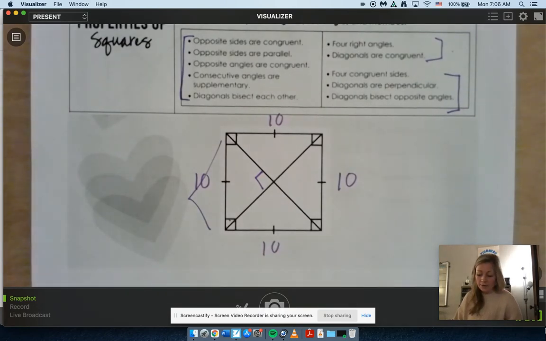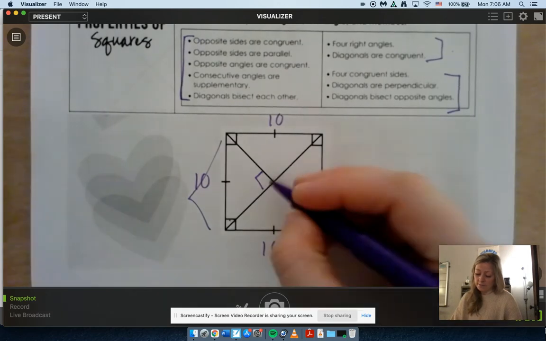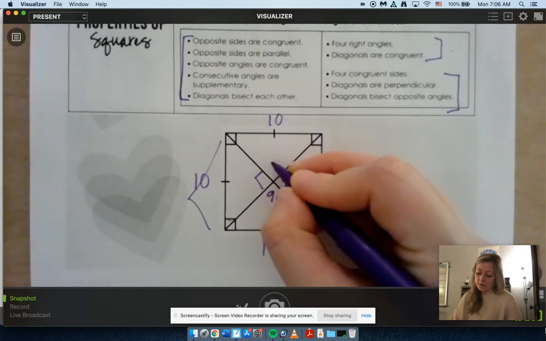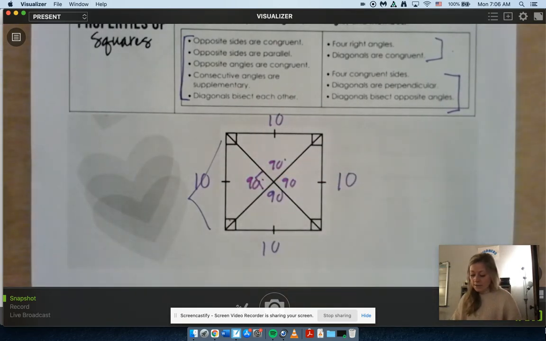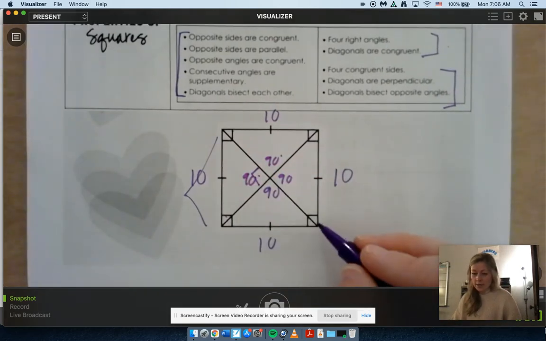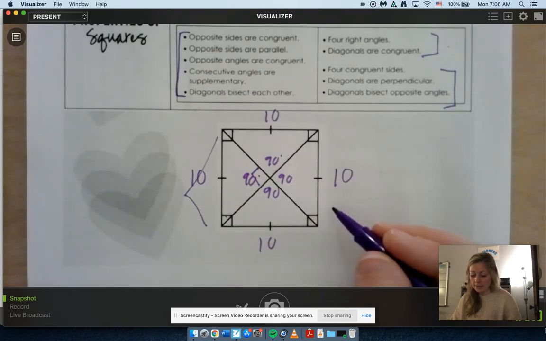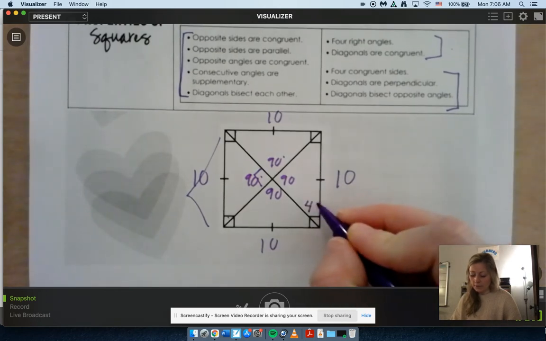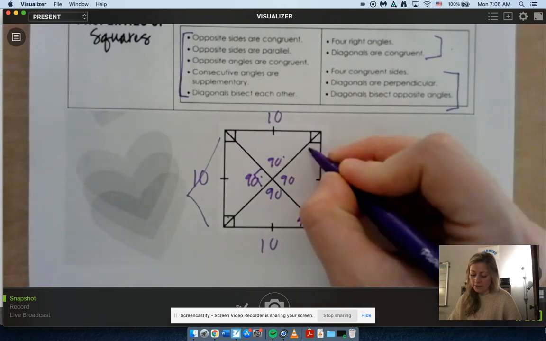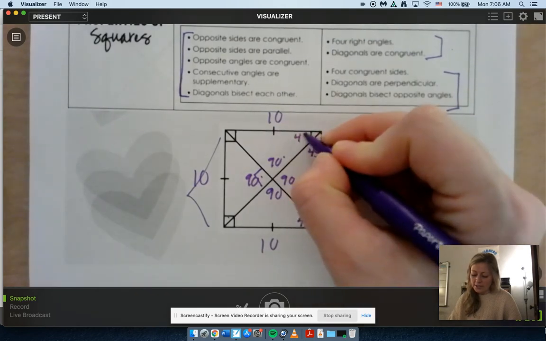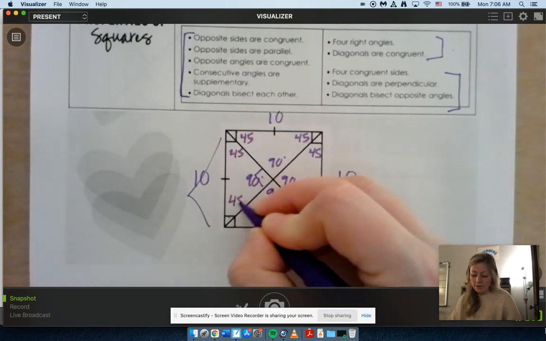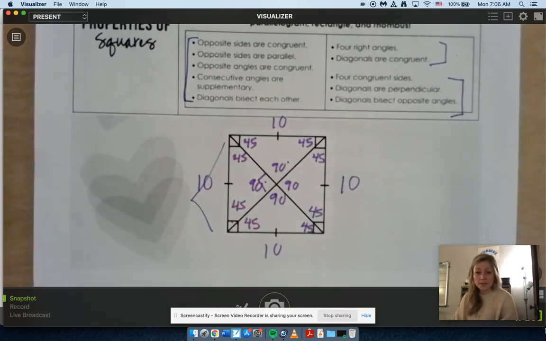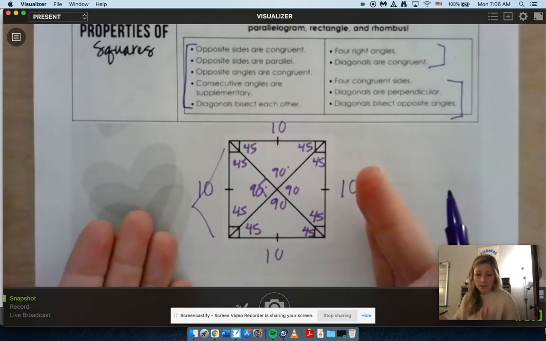But what's nice now is you only have 2 different kinds of angle measures. We have 90s in the middle because our diagonals are perpendicular. And then these corner angles are 90, but we're cutting them in half. So 90 divided by 2 is 45. So all of these angles over here in the corners are just simply 45s. It doesn't matter if you have a really big square or a small one, your angle measures are always going to be this. Always, always, always.